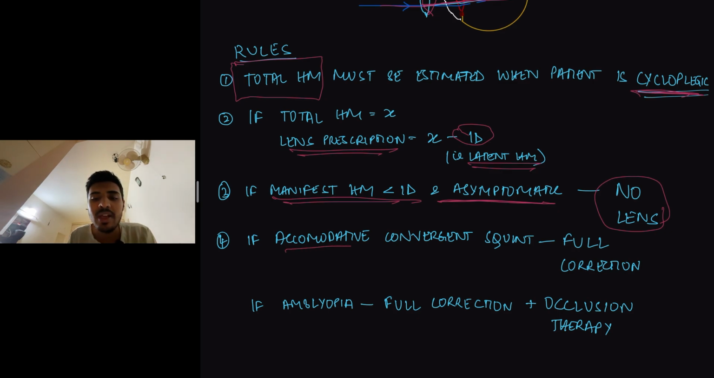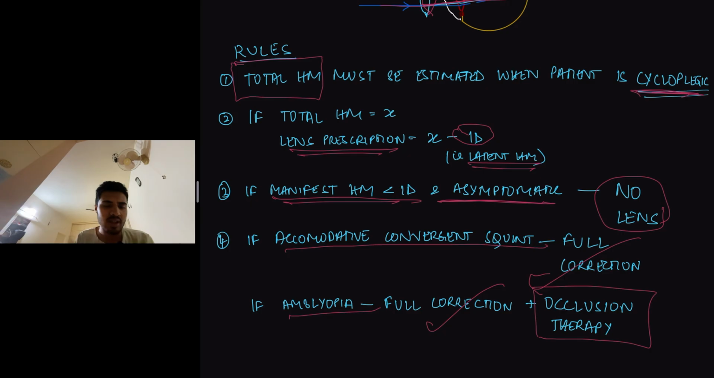In accommodative convergent squint and in amblyopia, we do full corrections where even the total hypermetropia is corrected. In amblyopia, along with that, we'll give occlusion therapy. To understand the occlusion therapy, you can watch my amblyopia video, as I said previously.